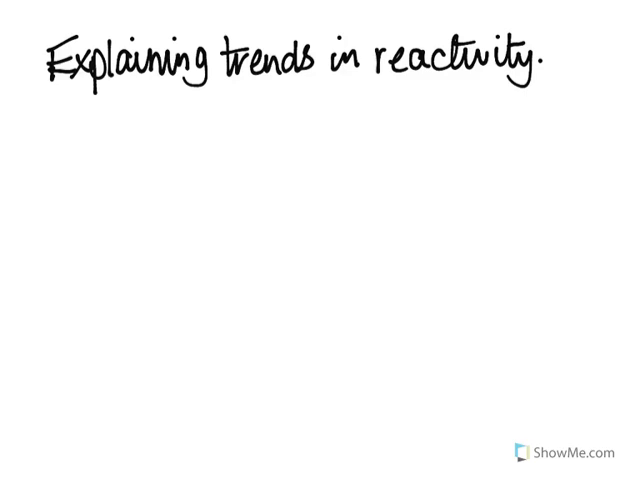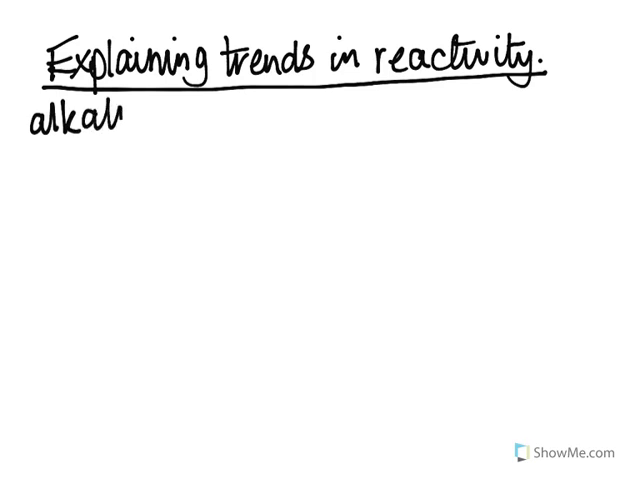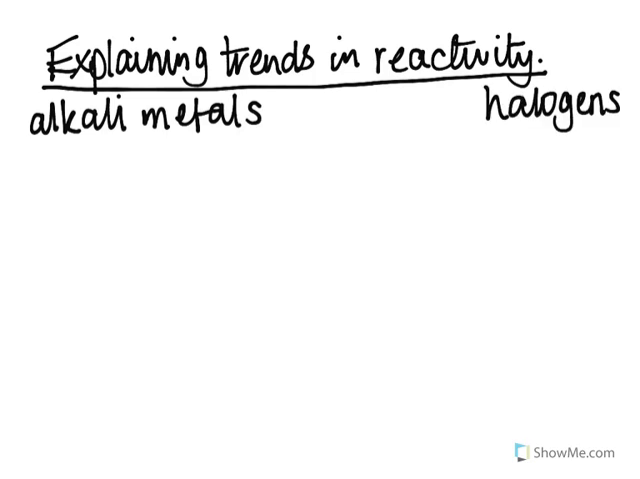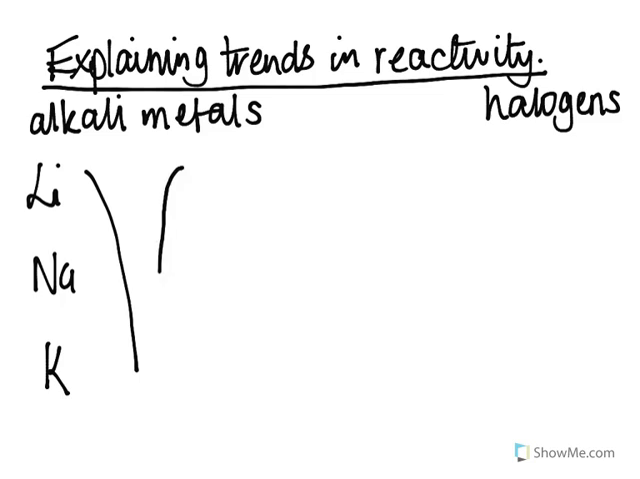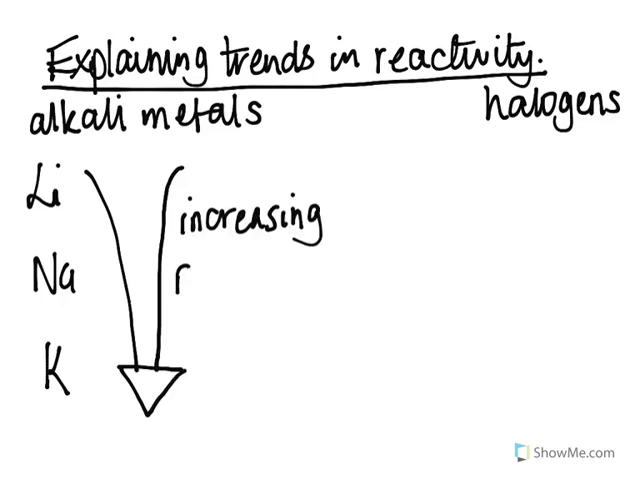In this tutorial I want to explain how we explain the trends in reactivity with particular reference to both the alkali metals and the halogens. So if we look at the alkali metals first, as we go down the group, so lithium, sodium, potassium, and then of course there's rubidium and caesium and francium after that. We already might have seen that these metals become more reactive. So we have a trend of increasing reactivity.